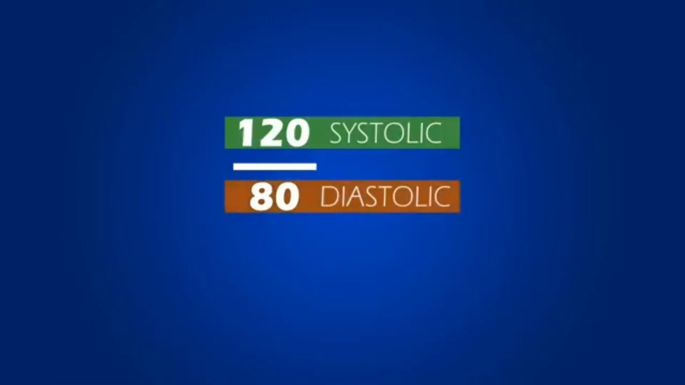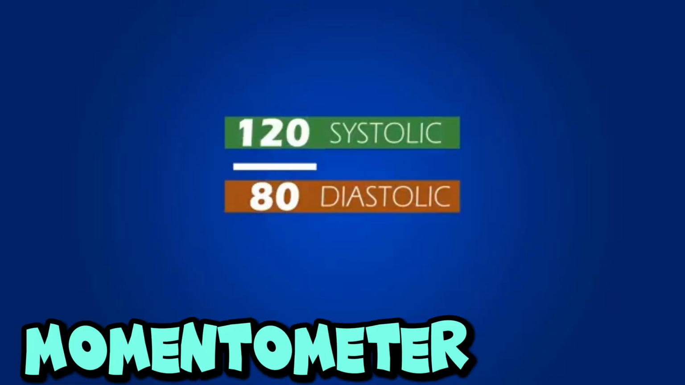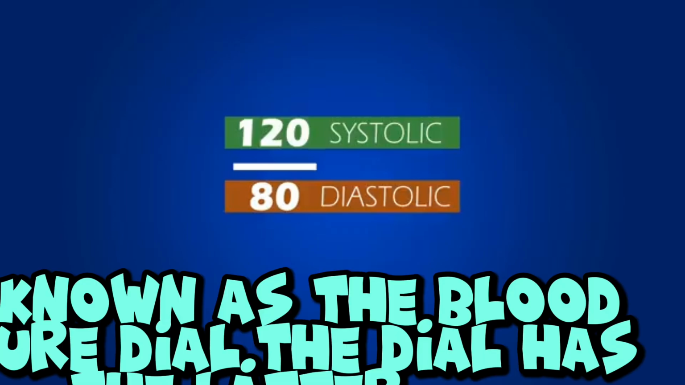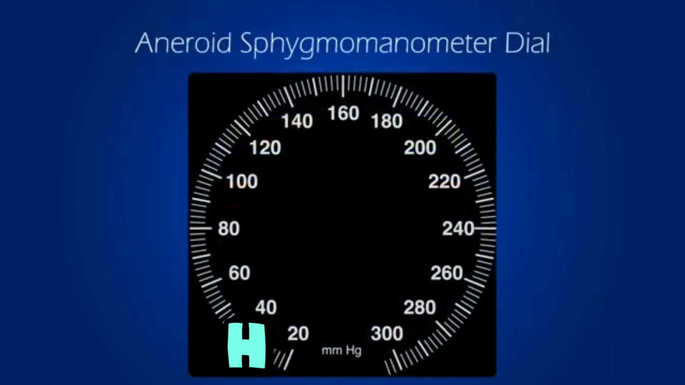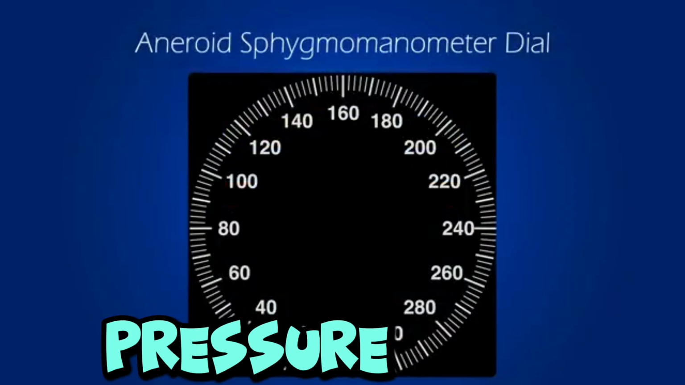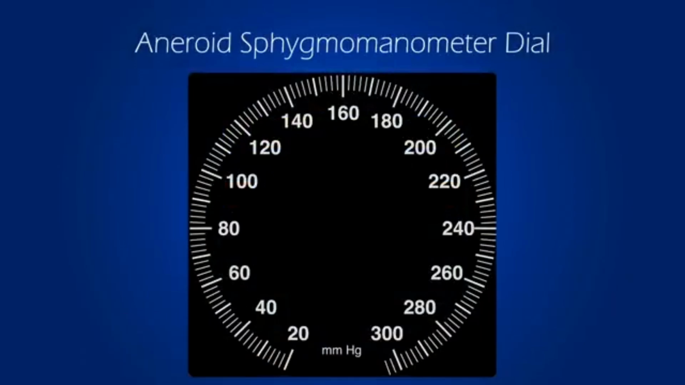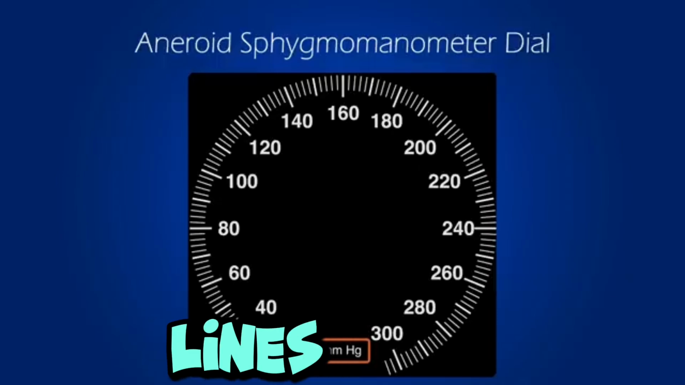This is the Android sphygmomanometer dial, also known as the blood pressure dial. The dial has the letters mmHg because blood pressure is measured in millimeters of mercury. Also, on the dial, you notice that there are lines in various sizes.